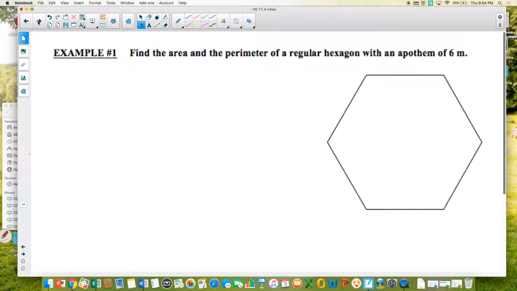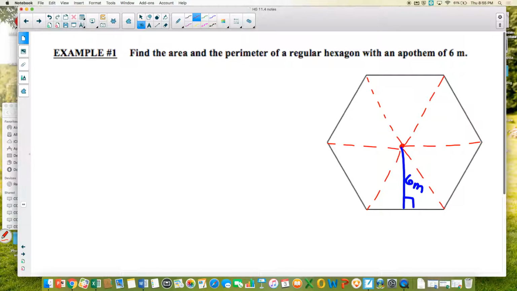For example 1, find the area and the perimeter of a regular hexagon with an apothem of 6 meters. So again, let's sketch like we did on the front. Put your center there, and let's sketch all of these different radii. So we sketch all the radii. The apothem is 6 meters. So if we take a different color, this is 6 meters.